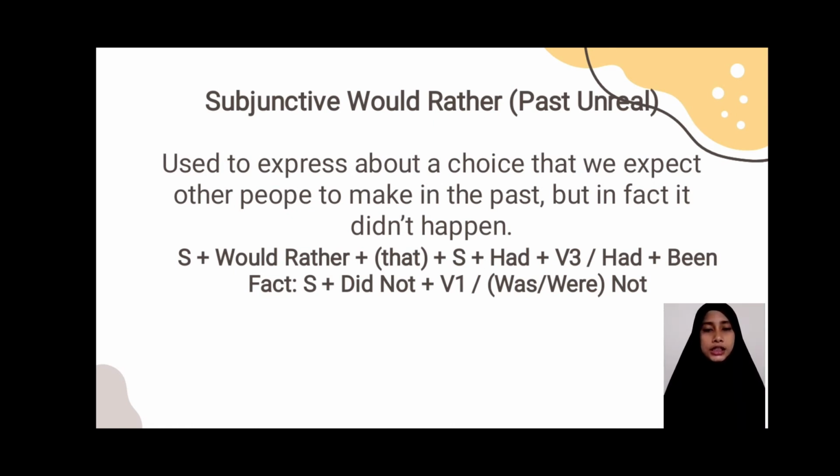The fact is written in the simple past tense and contradicts the subjunctive. If the subjunctiveness is in the form of a positive sentence, then the fact is in the form of a negative sentence. Vice versa. So, subjunctive would rather past unreal digunakan untuk mengungkapkan tentang sebuah pilihan yang kita harapkan dilakukan orang lain di masa lalu. Namun, faktanya itu tidak terjadi.